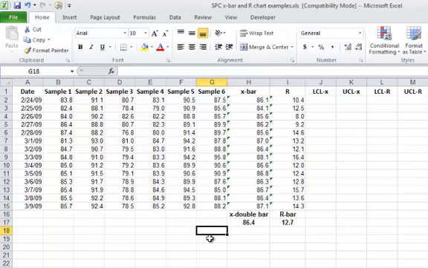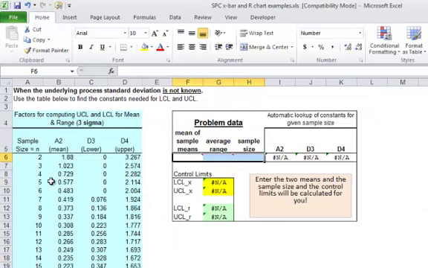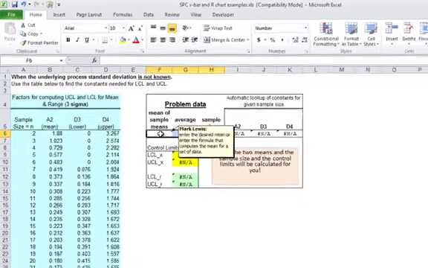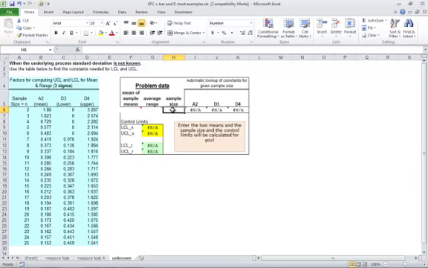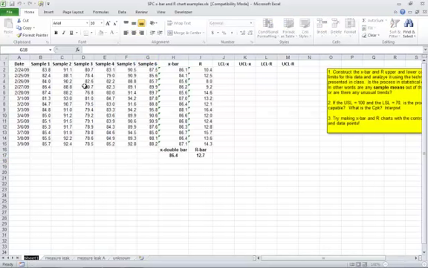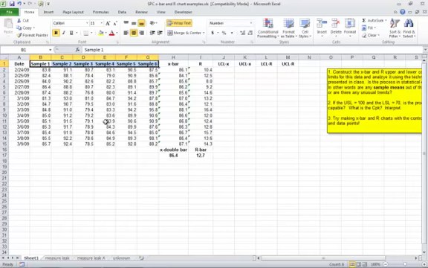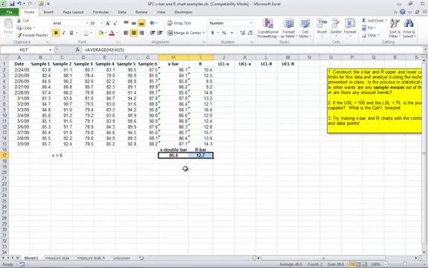Now we want the upper and lower control limits for these sample means and these ranges. And those are calculated using this chart here, where you look up the sample size and then you figure out what A2 and D3 and D4 are, and from those you can calculate the upper and lower control limits. And I do all this for you. All you have to do is enter the means, the average range, and the sample size. Well, what is the sample size? Well, I've got 6 samples, so n equals 6. That's the sample size. So it's 86.4 and 12.7.